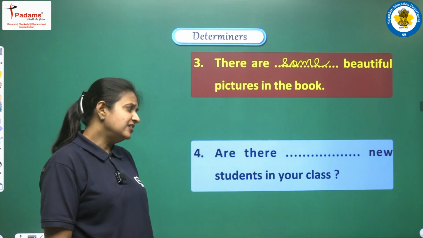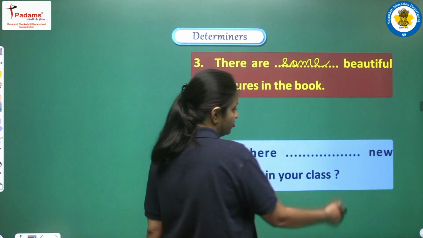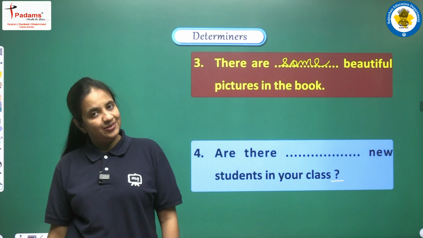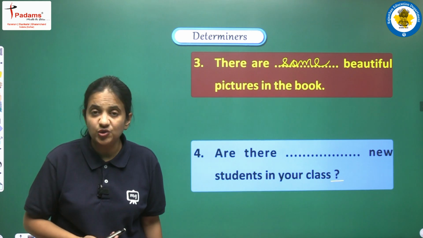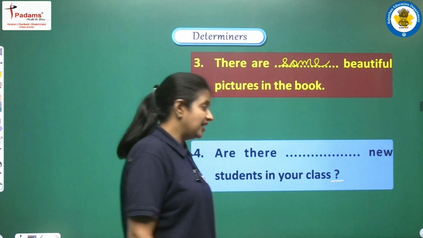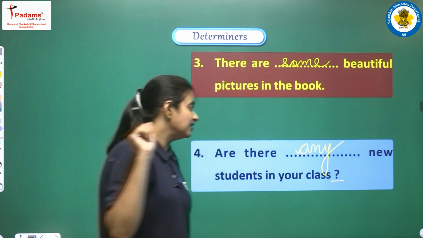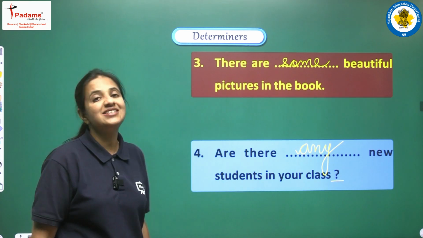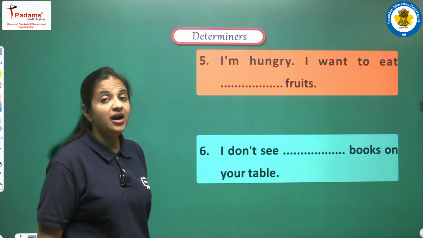Next, are there new students in your class? So here in this sentence, we can observe that we are having one question mark at the end of the sentence. It means we are having interrogative sentence, and we have read this rule. We have understood this thing, that if we are having interrogative sentence, then we have to use any. So now our answer will be any, and the complete sentence will be, are there any new students in your class?